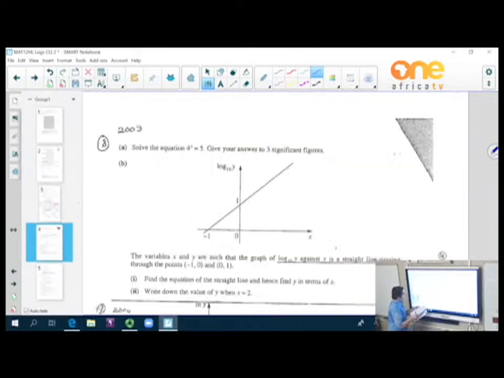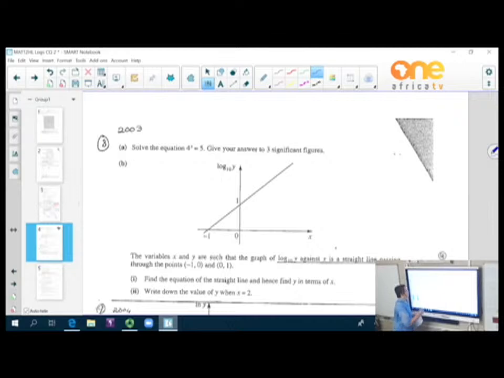Right, so now we're looking at question 8. Solve the equation 4 to the power of x is equal to 5. This is something you learned in grade 10 already.